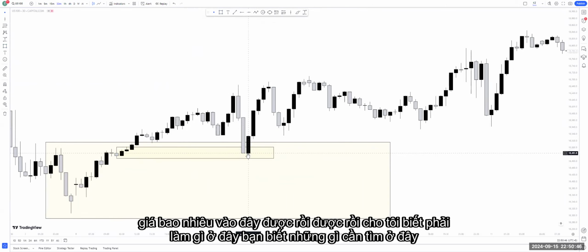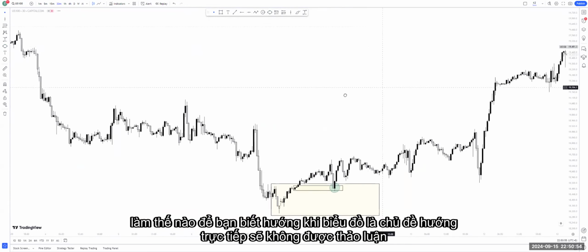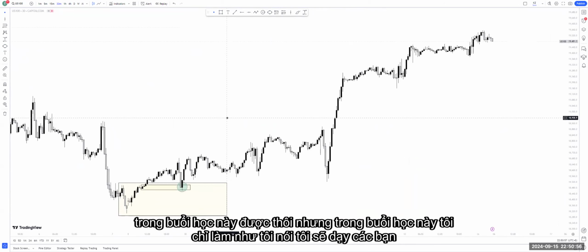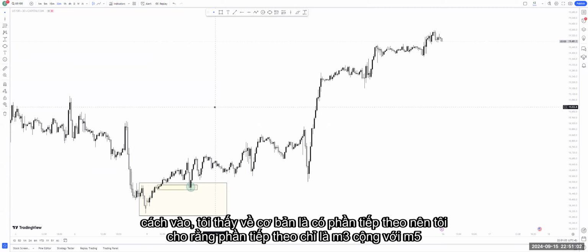M30 over there. And then once the price gets into here, tell me what to do here. You know what to look for here. How do you know direction when the chart is live? The direction topic is not going to be discussed in this session. But in this session, I'm going to teach you guys how to enter. I saw in basic there is continuation.